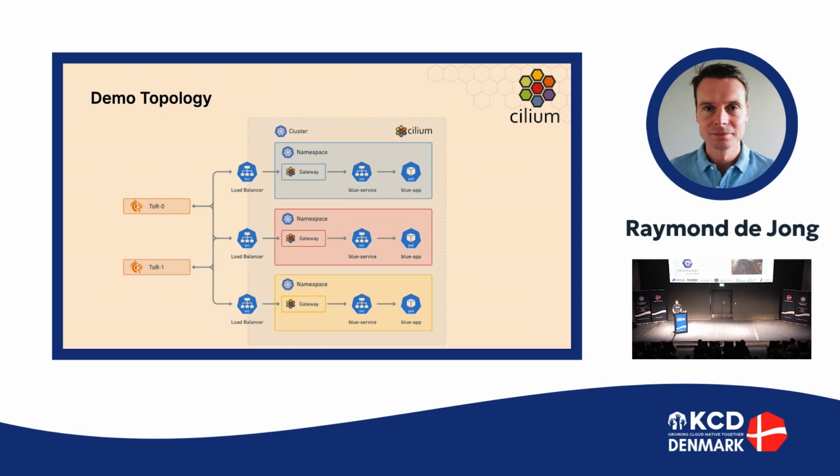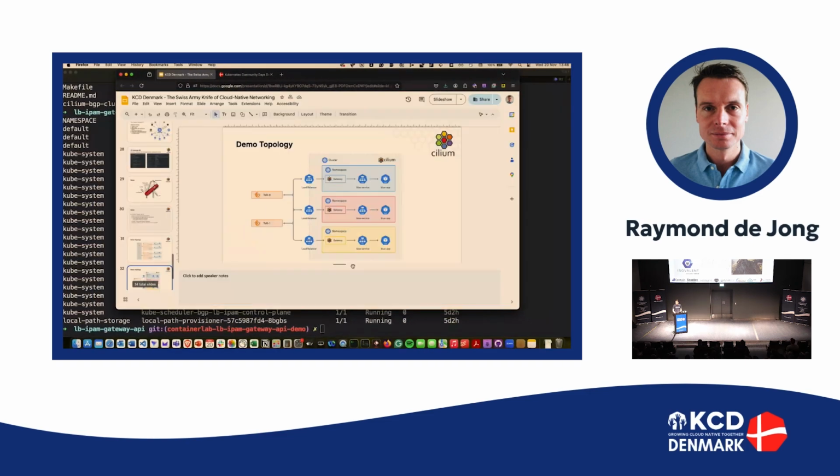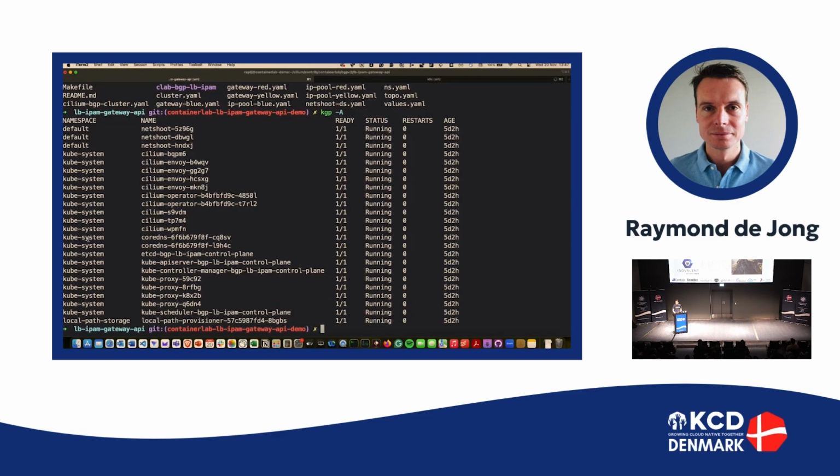And then on the Cilium side, I define 3 namespaces: blue, red, and yellow. Each team, each namespace has a dedicated gateway, therefore a dedicated load balancer. And I will show how we use LB-IPAM to get different IPs for each team. All right, let's switch to the demo. I hope that makes sense. If not, let me know.